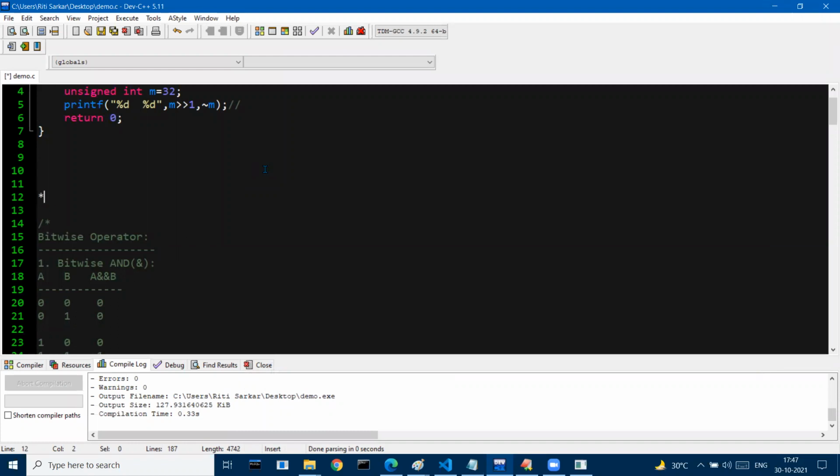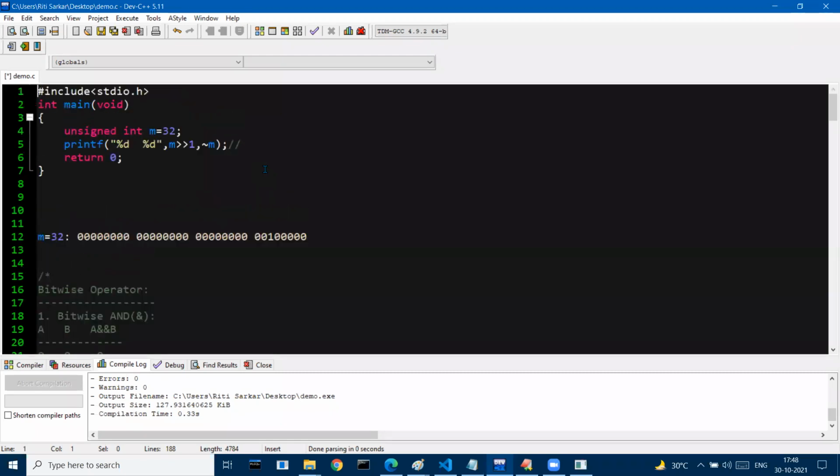See this, guys. M is equal to 32. 32 means 1, 2, 4, 8, 16, 32, na? 1, 0, 4, 0. 1, 2, 4, 8, 16, 32. Yeah, make it 32 bits. Currently, this is 8 bits. Next, 1, 2, 3, 4, 5, 6, 7, 8, 16 bits. Next. Next. 32 bit is ready.